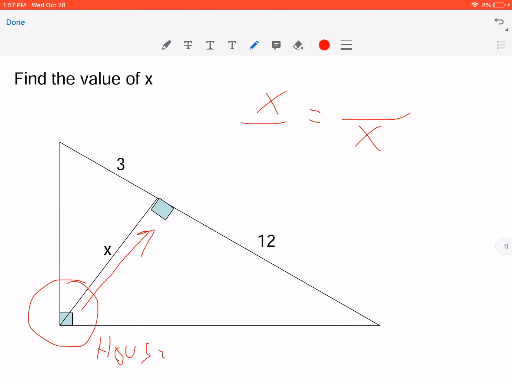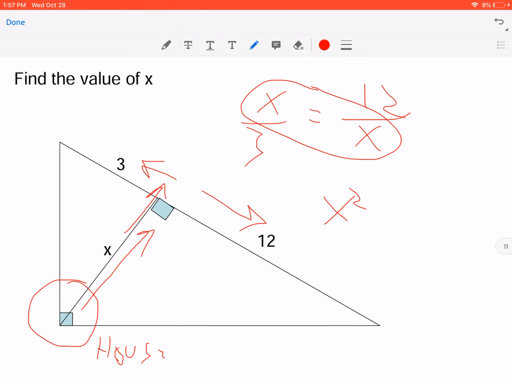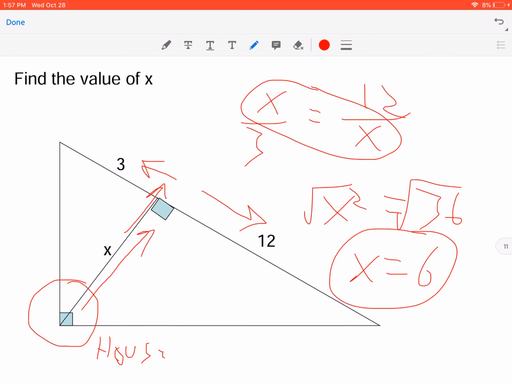Diagonal from each other. All right, what options do you have? You get to the end of the road, you could turn on 3, you could turn on 12. X times X is X squared. 3 times 12 is 36. That's perfect. X equals 6. All right.